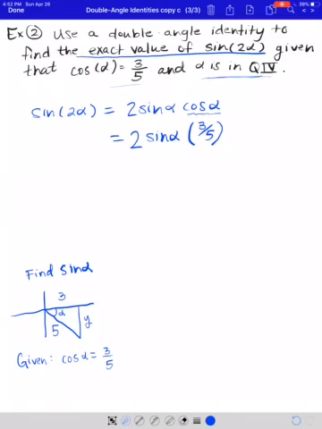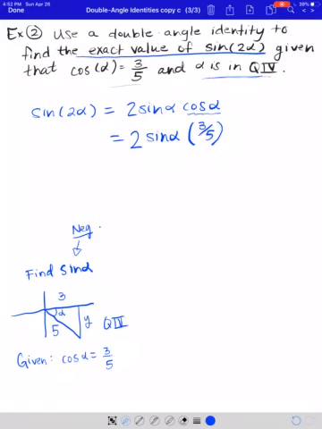Let's call it y. And notice since we're in the 4th quadrant, that means that this y value is going to be negative, and sine of alpha should be negative. Okay, so we'll keep that in mind. Let's go ahead and find y.